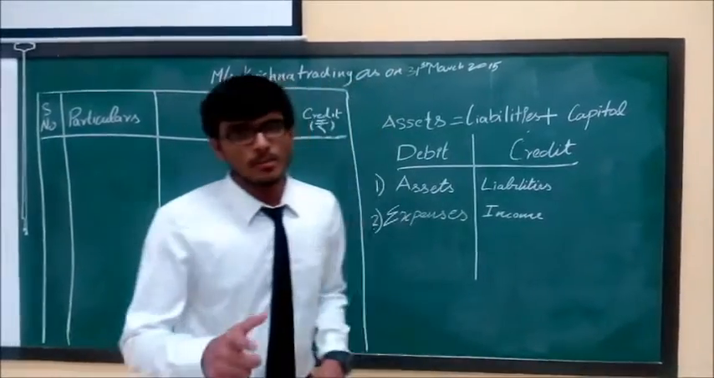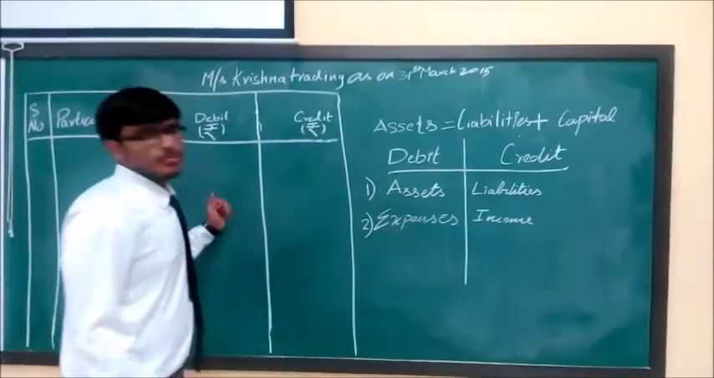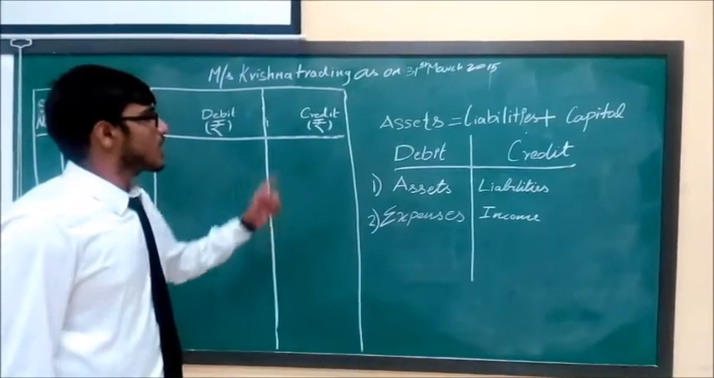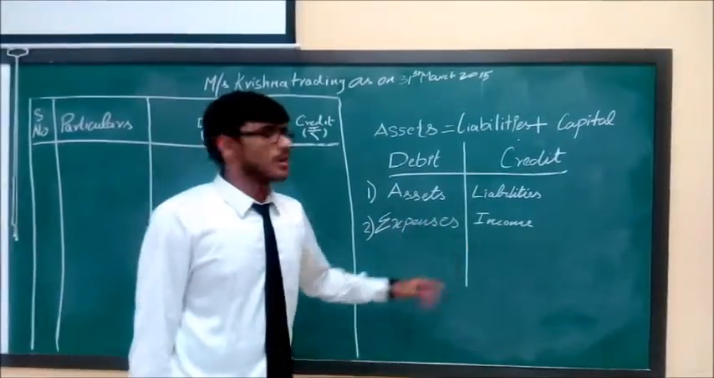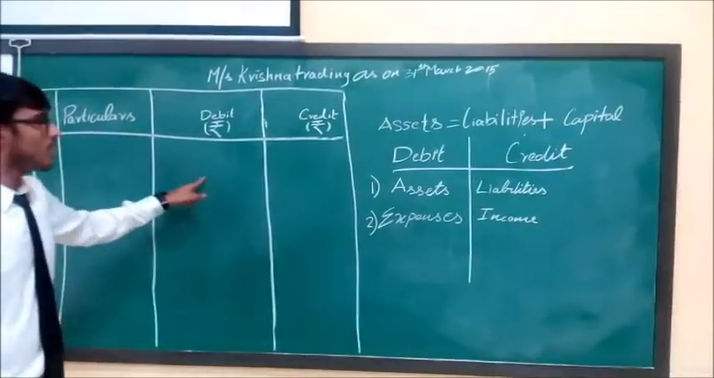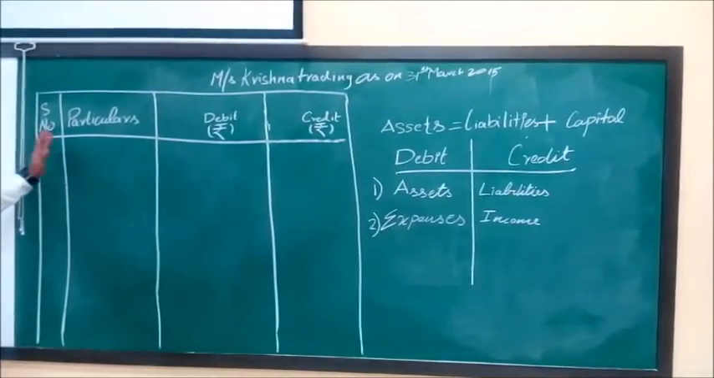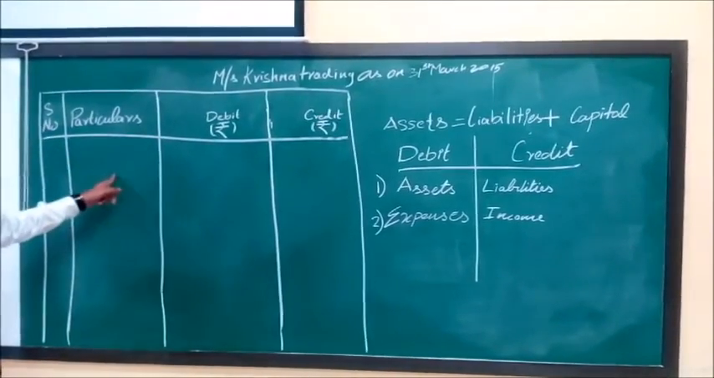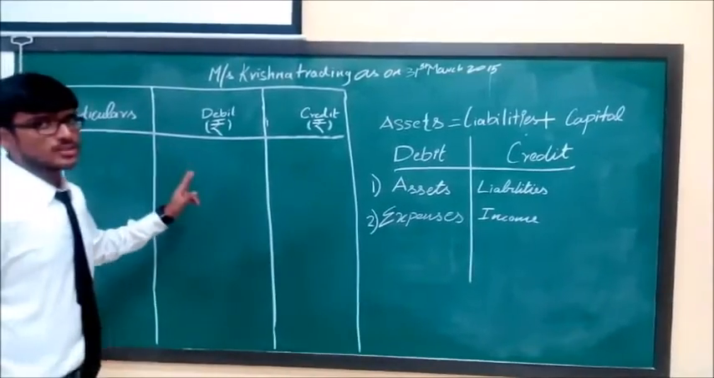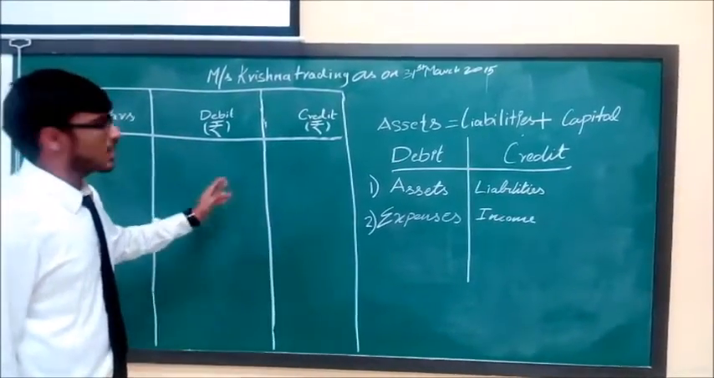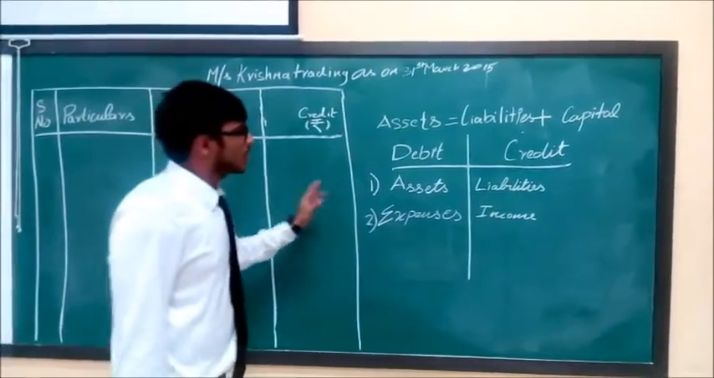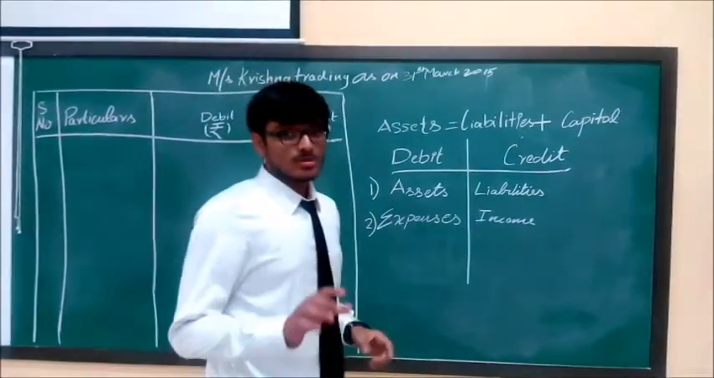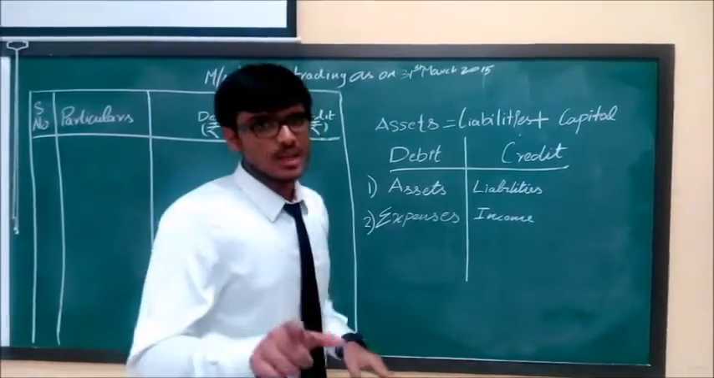Hi guys, today I am going to explain about the performance of trial balance and there are some tricks about the trial balance. This is the performance of trial balance. Here the first thing is serial number or date and the second thing is particulars. Then left hand side should be the debit and right hand side should be the credit. After that I am going to explain about the basic tricks in the trial balance.